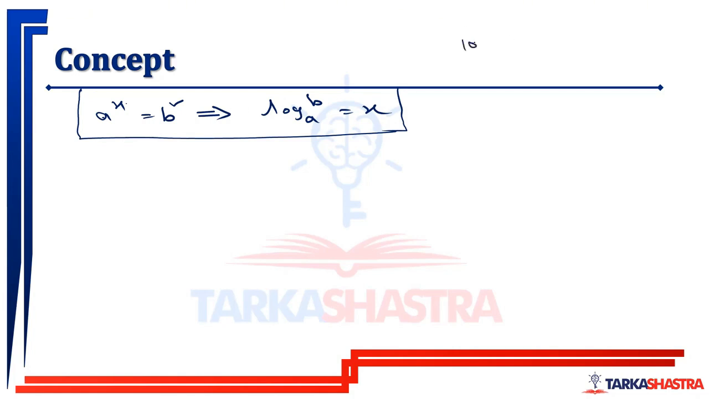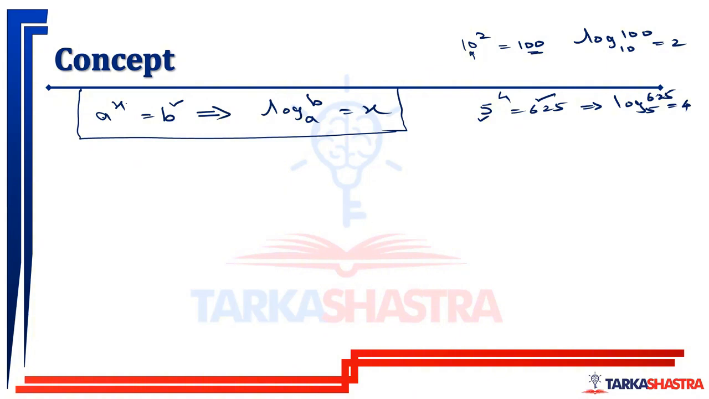For example, 10 to the power 2 is equal to 100. So log 100 to the base 10 is equal to 2. 5 to the power 4 is 625. Then log 625 to the base 5 is equal to 4. We'll have to understand how to apply this formula. As I told you, our exam is an application-based exam. No one is asking you to prove the theorem or prove the formula. Here, they are asking you whether you know the formula, and if you know the formula, can you apply it?